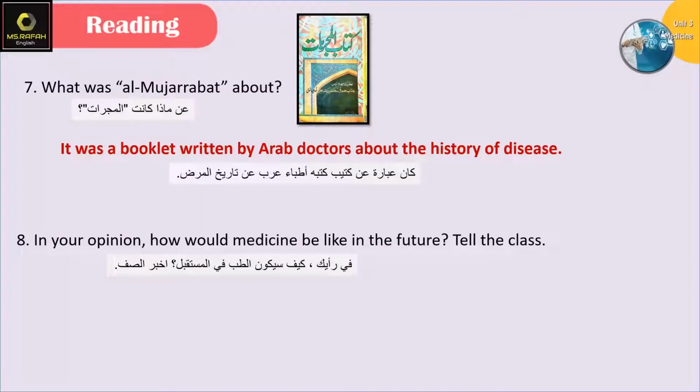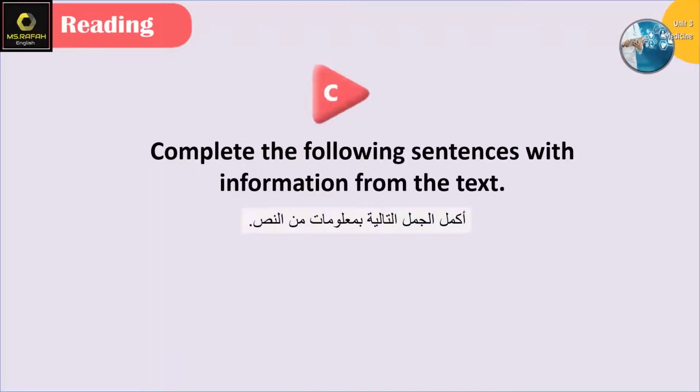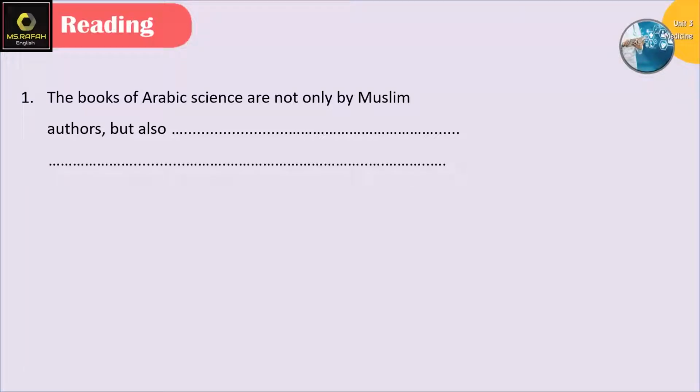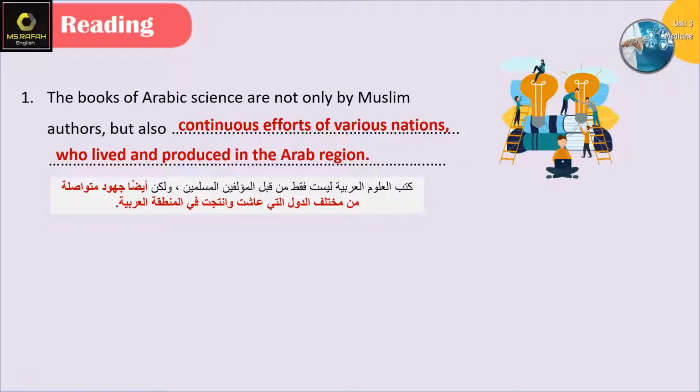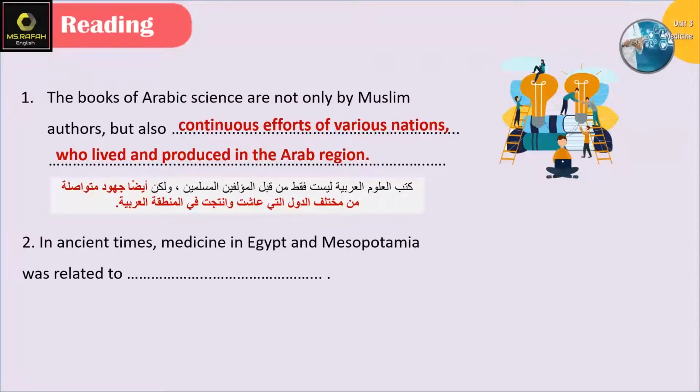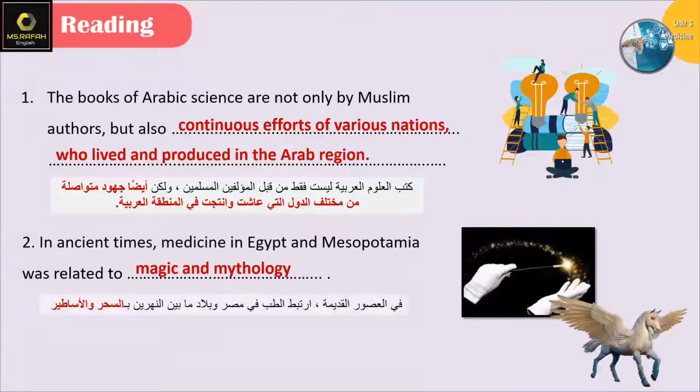In your opinion, how would medicine be like in the future? Tell the class. Now, complete the following sentences with information from the text. The books of Arabic science are not only by Muslim authors, but also continuous efforts of various nations who lived and produced in the Arab region. In ancient times, medicine in Egypt and Mesopotamia was related to magic and mythology.